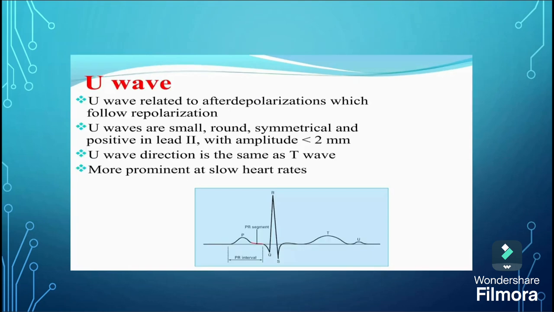U wave. It is related to the afterdepolarization, which follows the repolarization. U waves are very small, round, symmetrical, and positive in lead 2 with amplitude of less than 2 millimeter. U wave direction is same as T wave. It is more prominent at slow heart rate. So you can see it is symmetrical, small, round, and it is positive in lead 2.